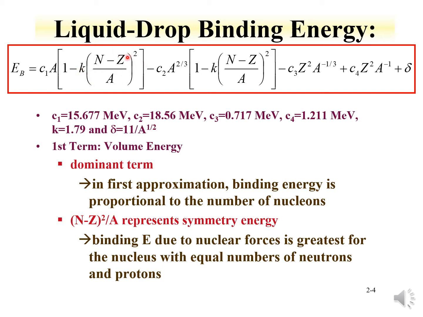This term here, (N minus Z) squared divided by A, represents a symmetry energy term. The binding due to nuclear forces is greatest for a nucleus with an equal number of neutrons and protons. It's kind of a pairing aspect, the pairing of neutrons and protons. This is just something that comes out of some of the studies. So they want to try to work this term into a volume term. So this is why the equation has these relationships between neutrons, protons, and A. And then there are some constants that are used to evaluate the term.